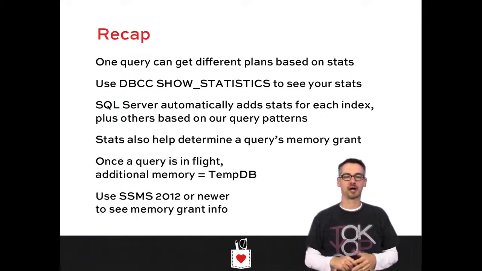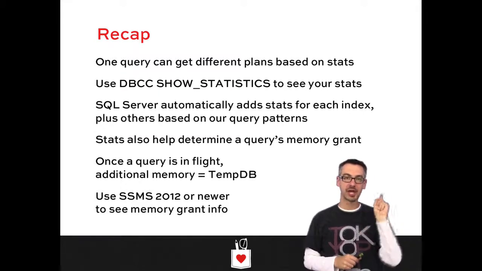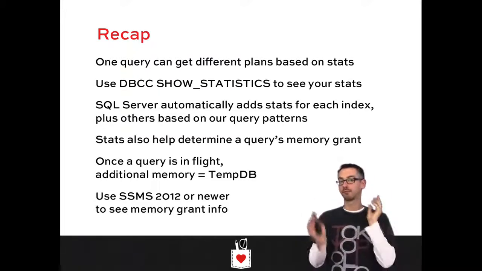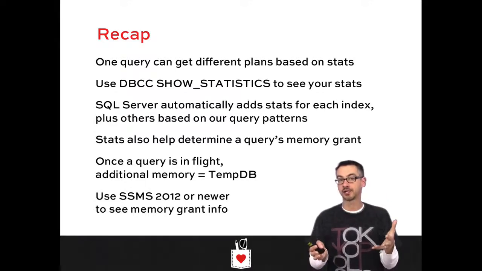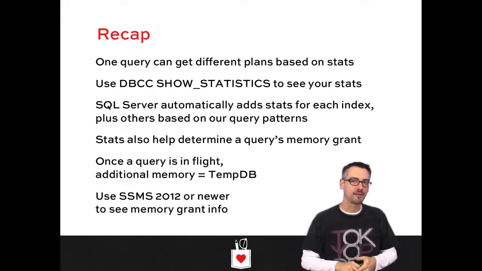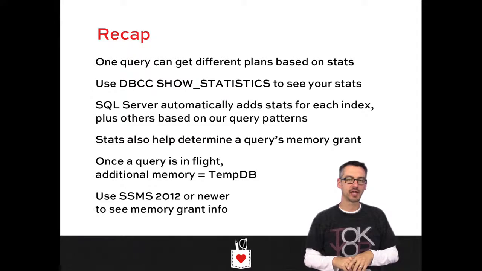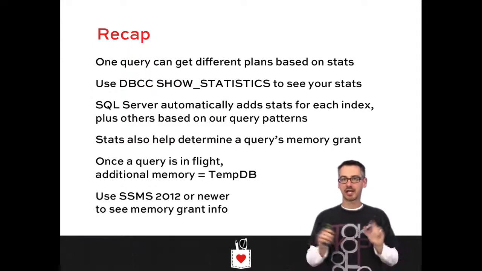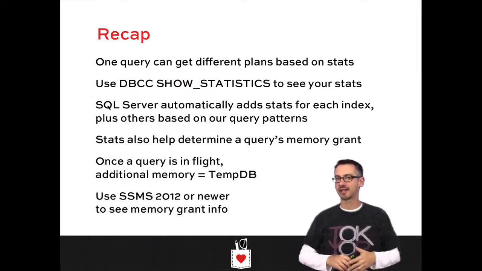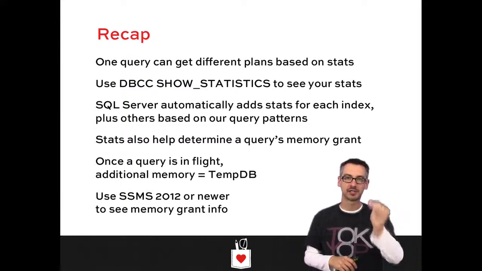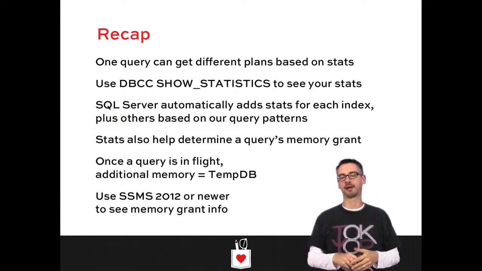So we talked about in this module, first off, one query, the same exact identical query, can get different plans based on your statistics. Remember, your stats automatically update whenever 20% of your data changes, and suddenly you can get new query plans. Ever had that problem where everything was trucking along fine, and the next thing you know, all of a sudden a query performs poorly and you don't know why? Stats are a very common cause of that.